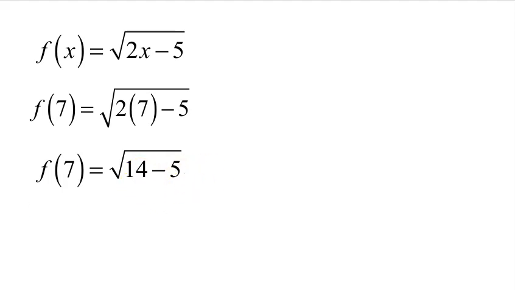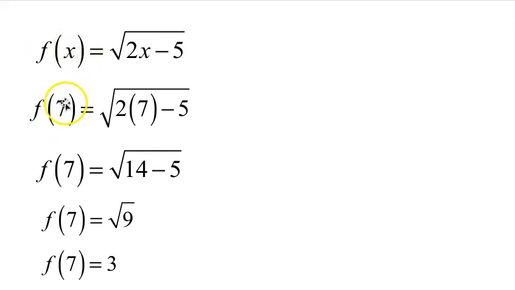So do that first. So we have square root of 9. Now, once that's all simplified, what number times itself is 9? What positive number times itself is 9? And the answer is 3. So f of 7 was 3. 7 is in the domain. 7 was fair to plug into the function.